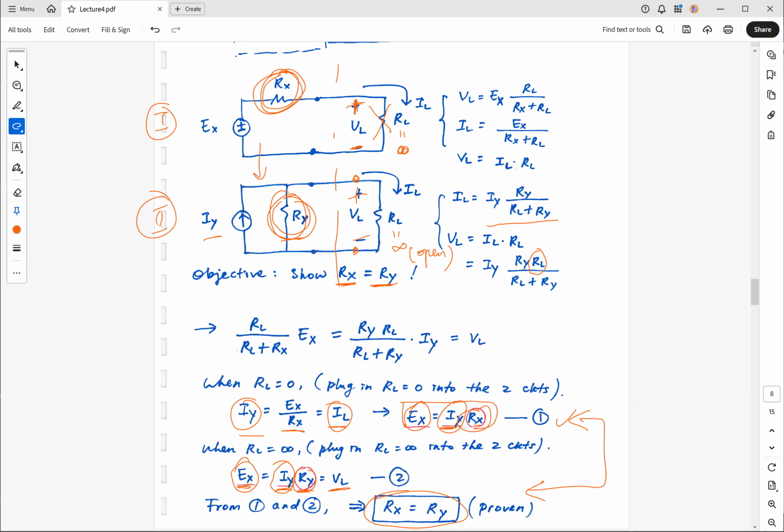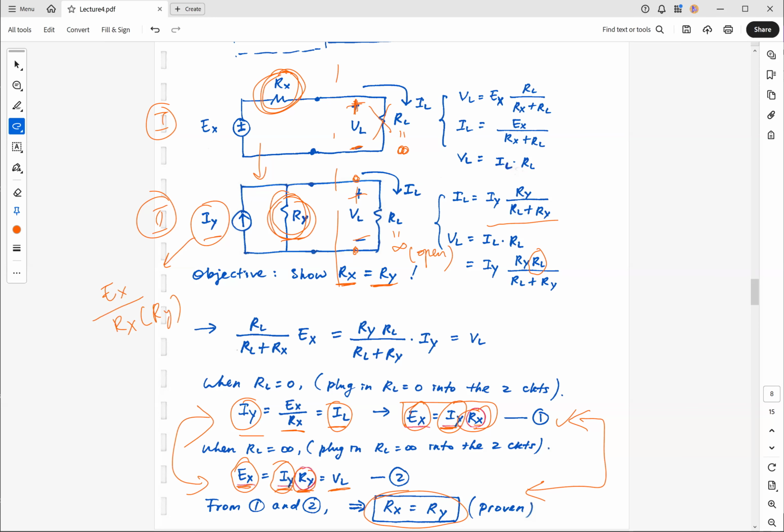Well, the relationship is simply based on Ohm's law. We know that Rx and Ry are the same, and if we know the voltage, then we can calculate the current. So in other words, Iy is simply equal to Ex over Rx, or Ry, because Rx and Ry have to be the same. Essentially, it's based on these two equations.